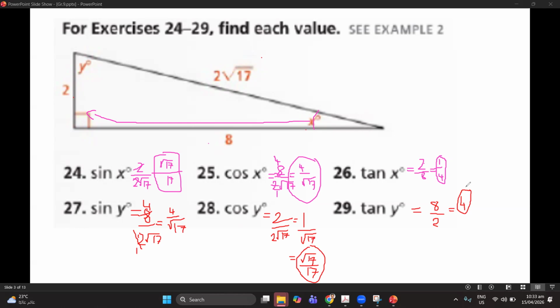Sine of x and cosine of y are the same. Let's look at number 24 and number 28. What's the relation between them? They are the same. Right, what about 27 and 25? They are also the same. What can we conclude now?